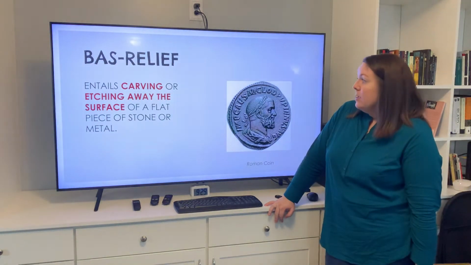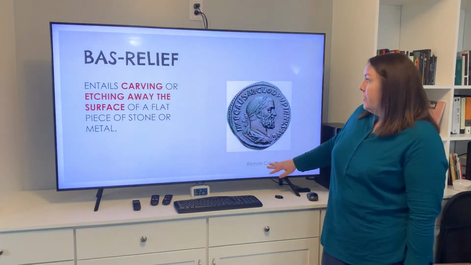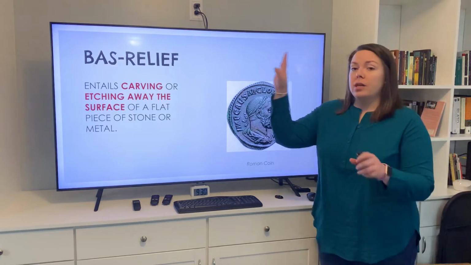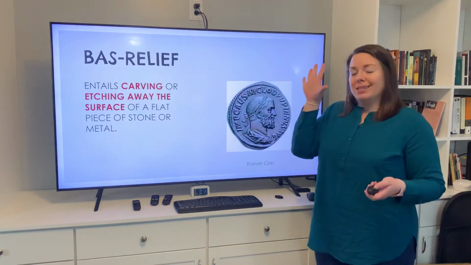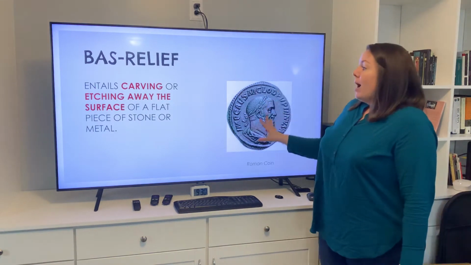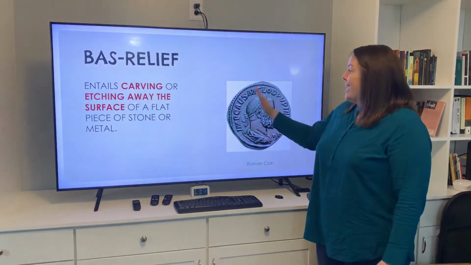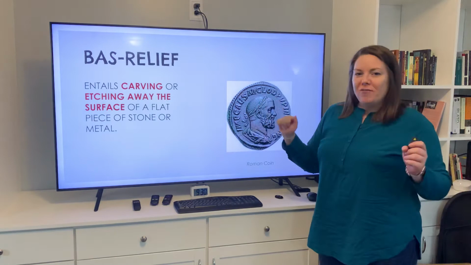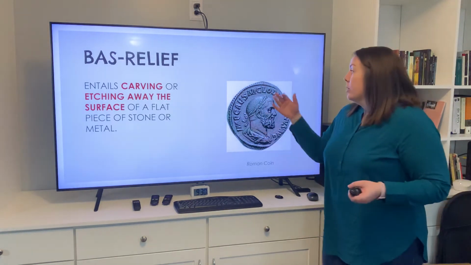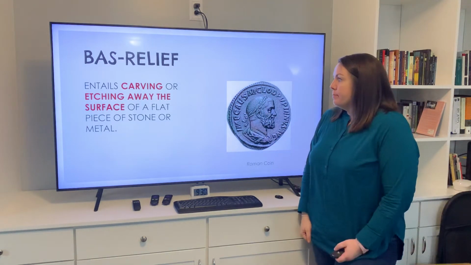Bas relief. The most common example of this is a Roman coin. Where the relief sculpture was built up on top of a flat surface, a bas relief is carved away or etched out. So he started with this coin, and then he, or she, whoever made the coin, etched out the part that we don't want.